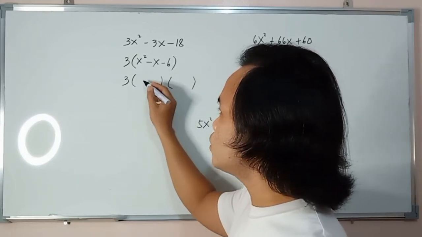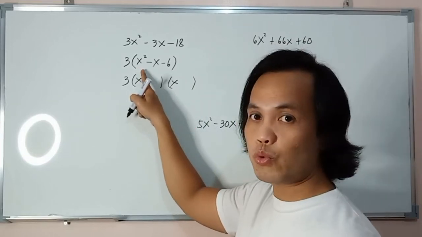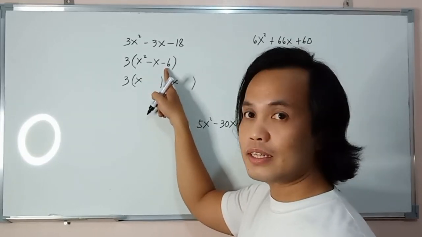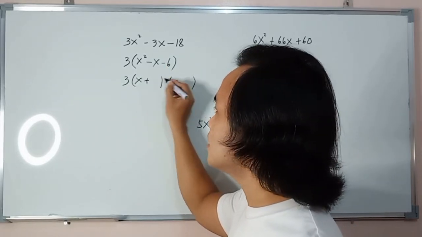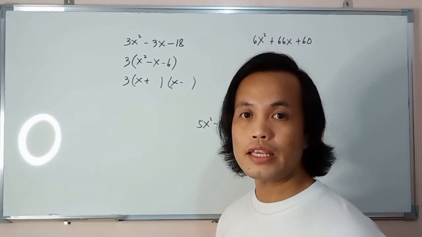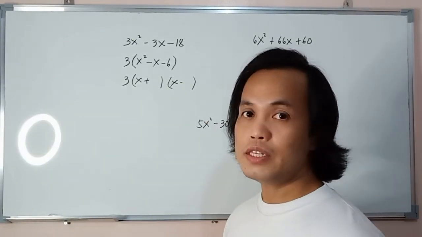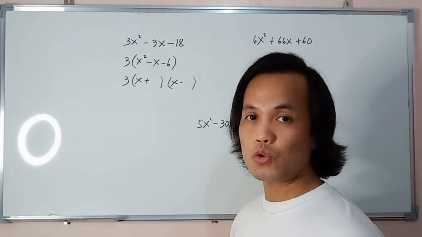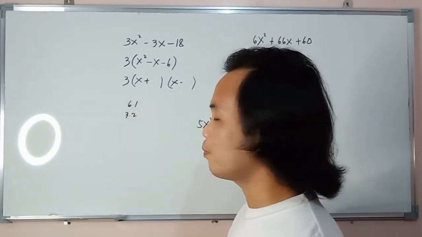We have x squared, so we factor out x times x. So that is x times x will give us x squared. Now our last term is negative 6. So since this is negative, we affix the double sign, plus and minus, or we can say minus and plus. Then, we get the factors of 6 that when subtracted will give us 1. So we have 6 times 1 and 3 times 2.